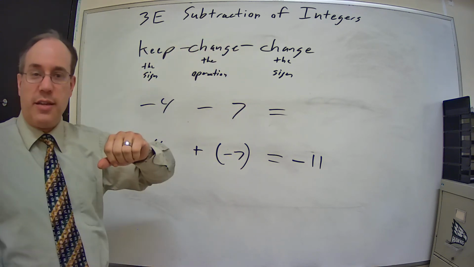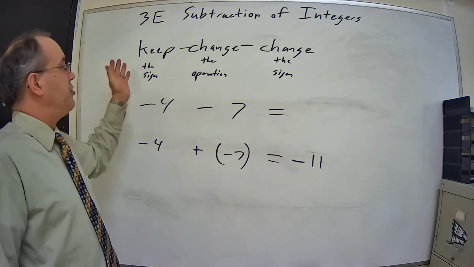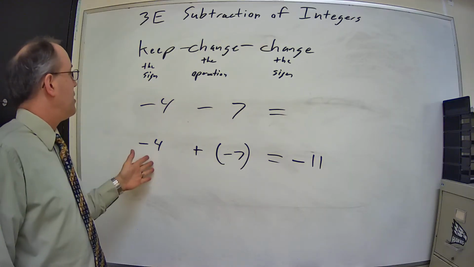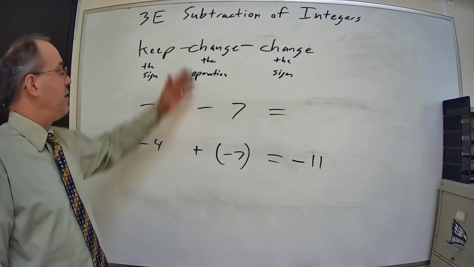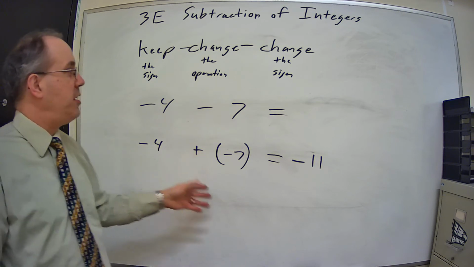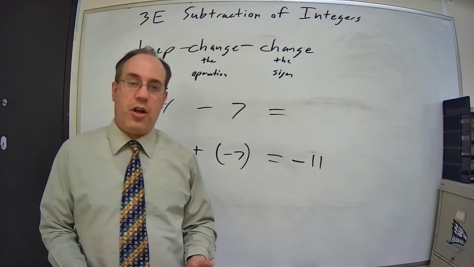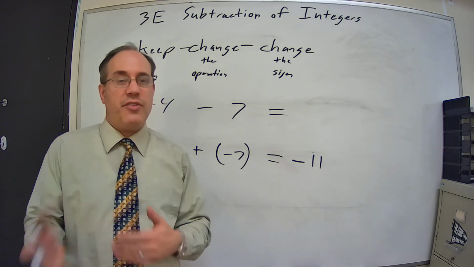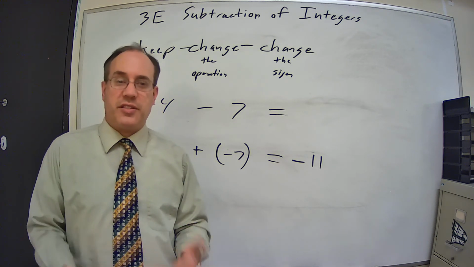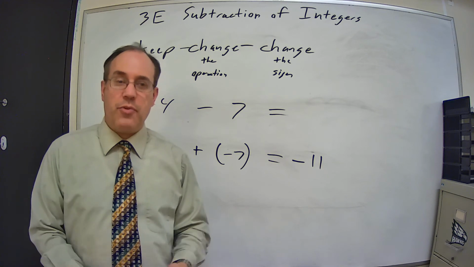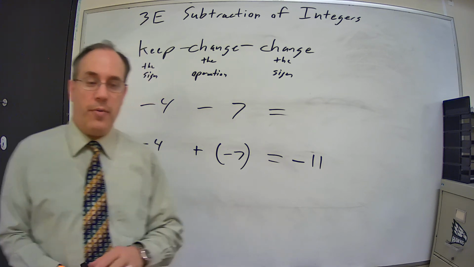So anytime we're subtracting integers, use keep, change, change. Keep the sign of the first one, change the subtraction to addition, change the sign of the second one, and then treat it as an addition problem. If the signs are the same, add the numbers together, keep the sign. If the signs are different, subtract the two numbers and take the sign of the larger number.